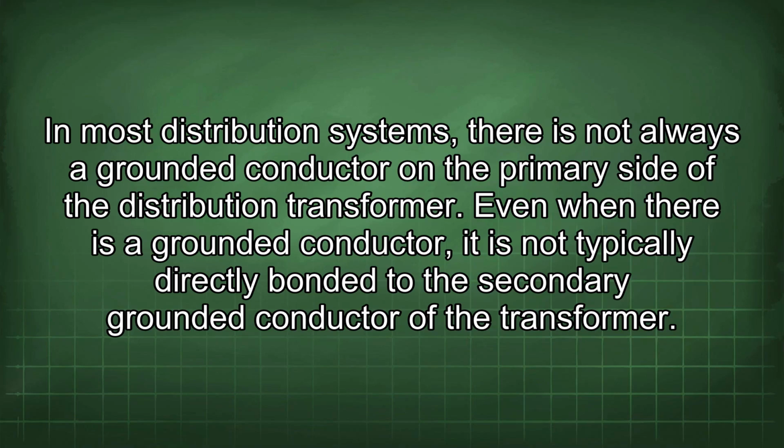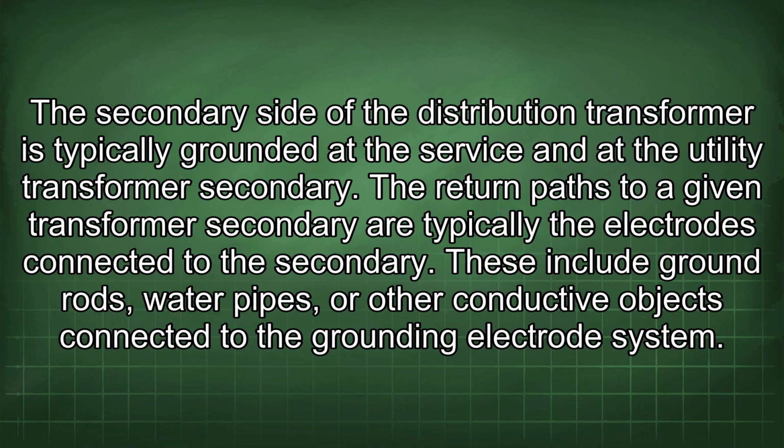In most distribution systems, there is not always a grounded conductor on the primary side of the distribution transformer. Even when there is a grounded conductor, it is not typically directly bonded to the secondary grounded conductor of the transformer. The secondary side of the distribution transformer is typically grounded at the service and at the utility transformer secondary.